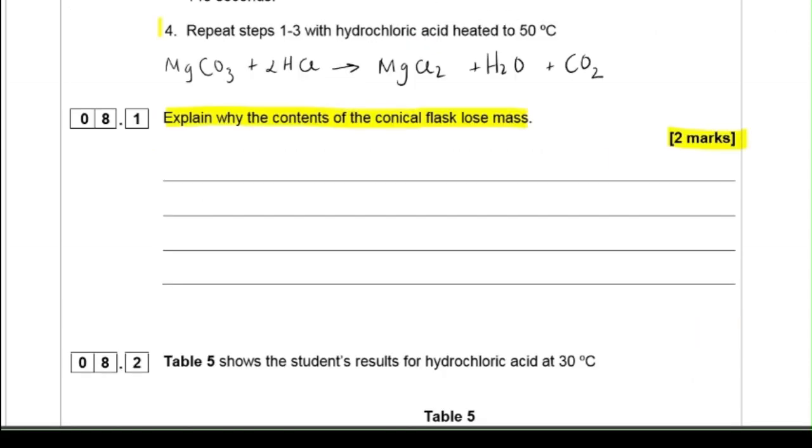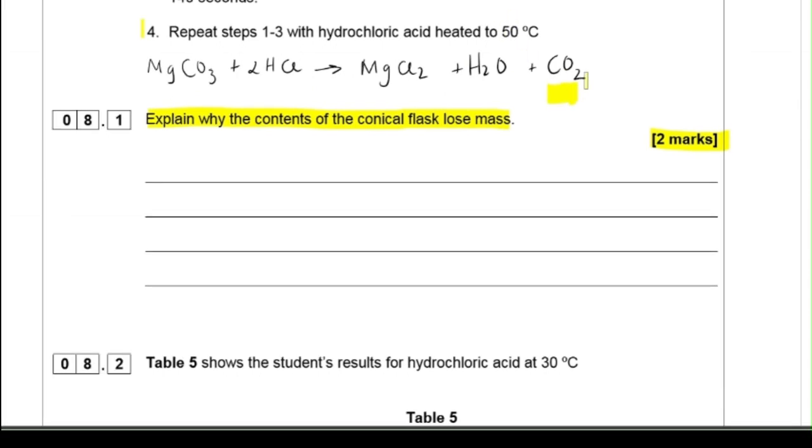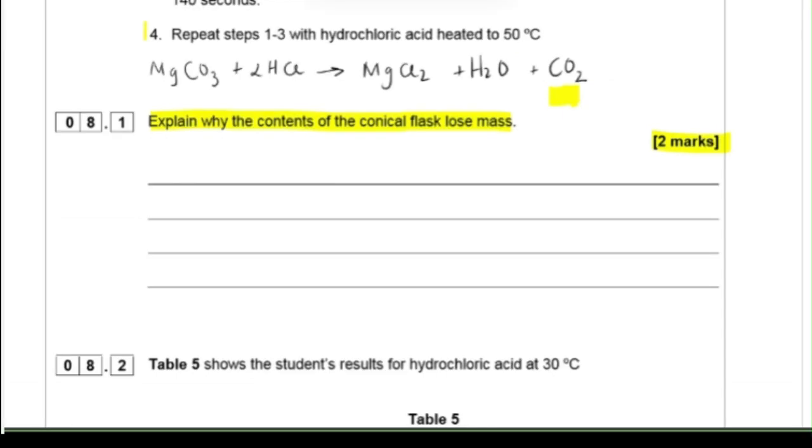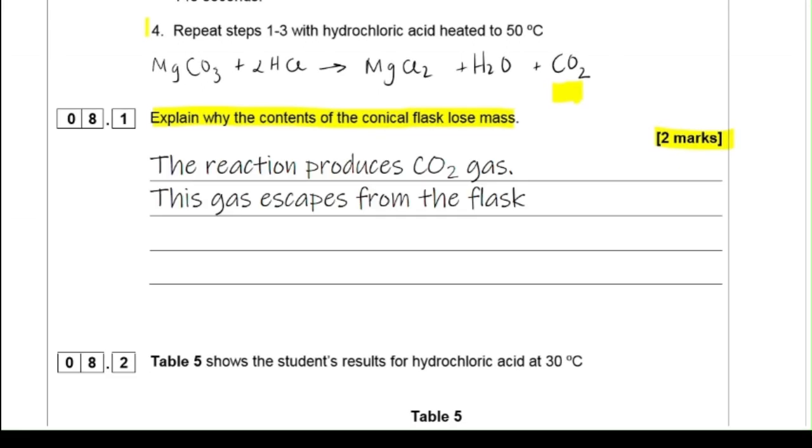Let's look at the equation for the reaction. We can see in the equation here, look, that we've got some carbon dioxide being produced. Carbon dioxide is a gas. So that's your first mark. And obviously the carbon dioxide has to go somewhere. So it's a gas, it bubbles, it escapes. So the flask will reduce in mass.